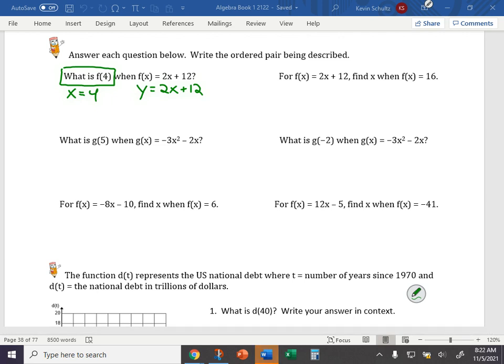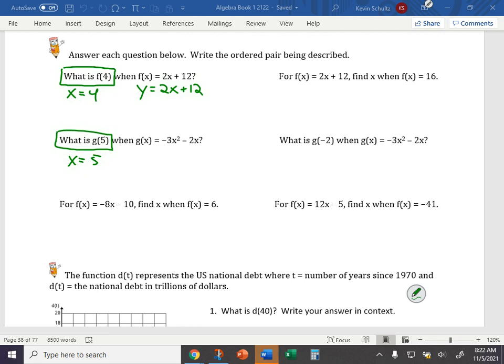The one below that says, what is g of 5 when g of x equals negative 3x squared minus 2x? Which variable are you being given? You're being given x again, right? What is g of 5? That means that x equals 5. You're plugging it in for x to solve for y.